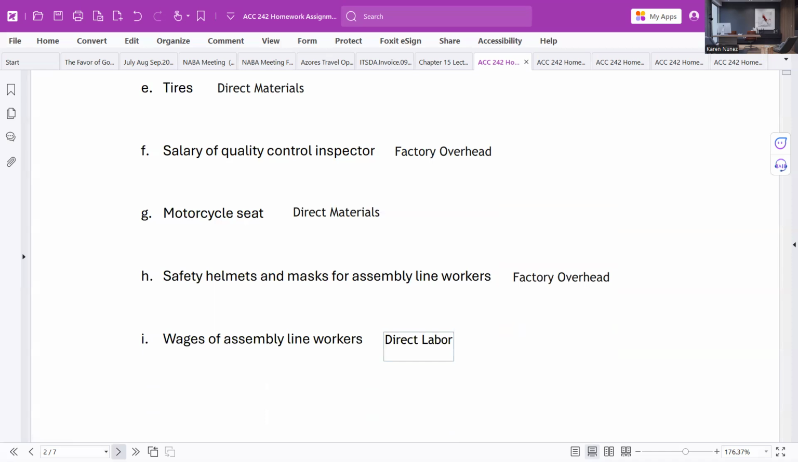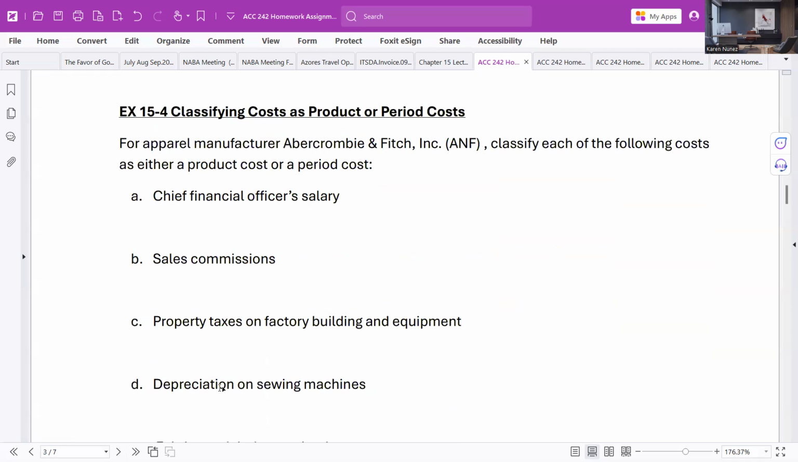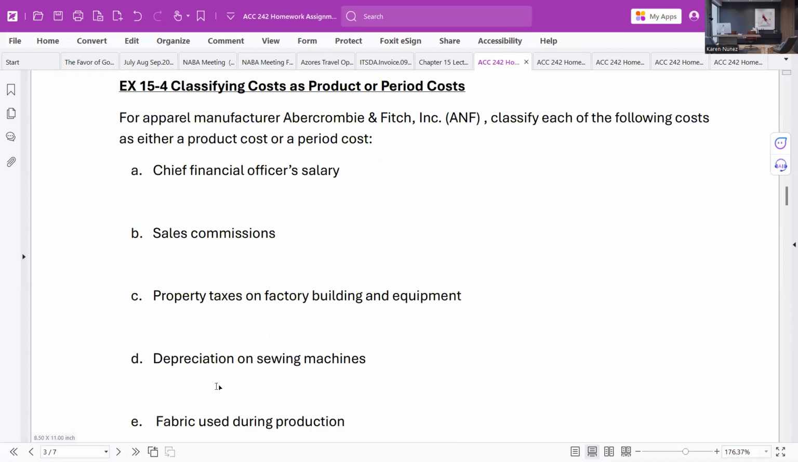Okay, next. Again, we need to classify as product or period. So in this case, you want to think of it in terms of product costs are related to manufacturing, period costs are not related to manufacturing. So if you've got the CFO, the Chief Financial Officer, that is in no way related to manufacturing. That is a period cost. You've got sales commissions. That is in no way related to manufacturing. That is a period cost.